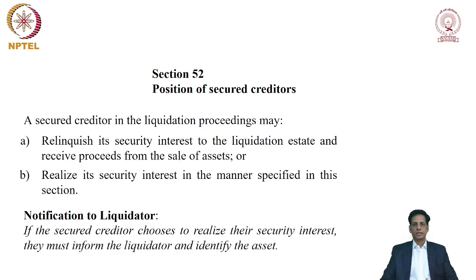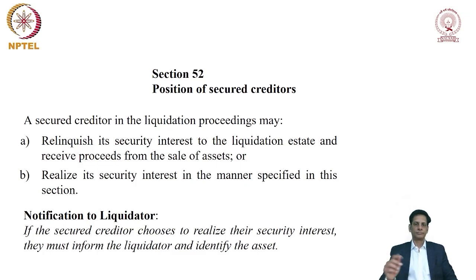So the options at the hand of secured creditor. A secured creditor in the liquidation proceedings may, is not obliged, relinquish its security interest to the liquidation estate and receive proceeds from the sale of assets. Right? So you have an asset, you don't want to take it away, you want to make it part of the liquidation estate, let it go through the sale, and then you are going to wait for the sale proceeds to be coming your side.